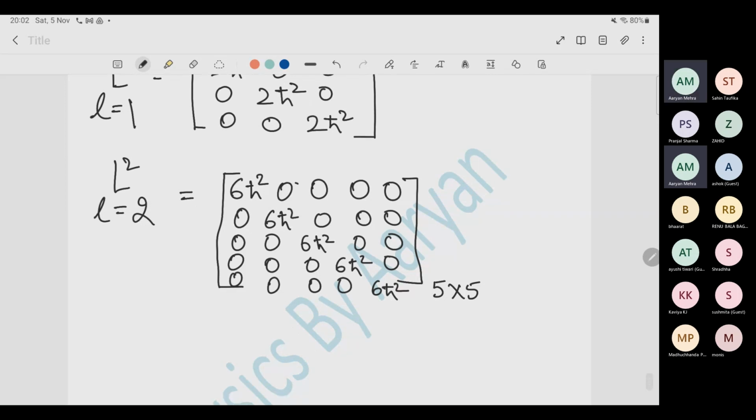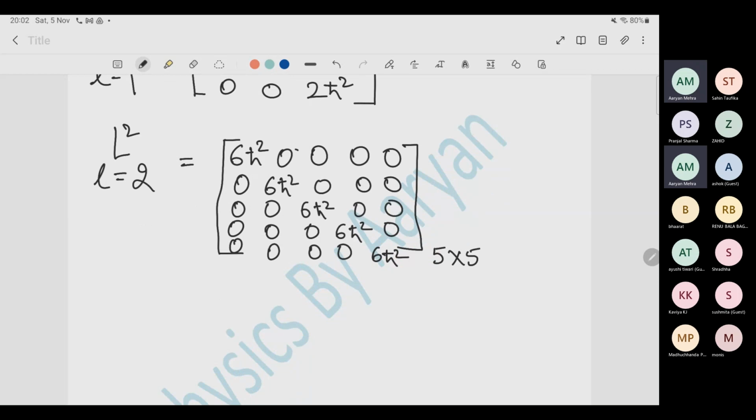So now, without doing any further calculation, whatever L is given in the exam, can you write the matrix for L square? How did this 6 come? Because L is 2. If you put it in the formula L(L+1)ℏ² square, you will get 6ℏ² square. So this is how we got it.